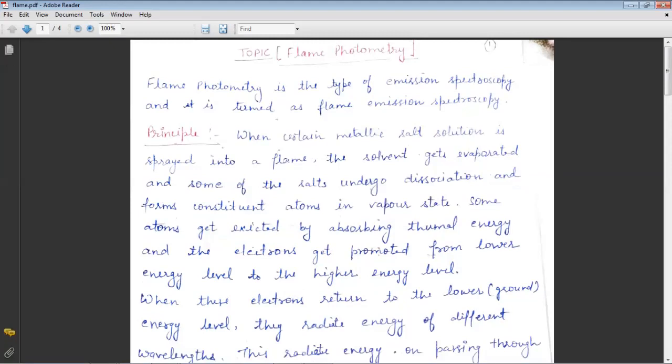As the name suggests, a flame is necessary here. So it is flame photometry, and it is a type of emission spectroscopy, termed flame emission spectroscopy. For the introduction, flame photometry is actually called flame atomic emission spectroscopy.